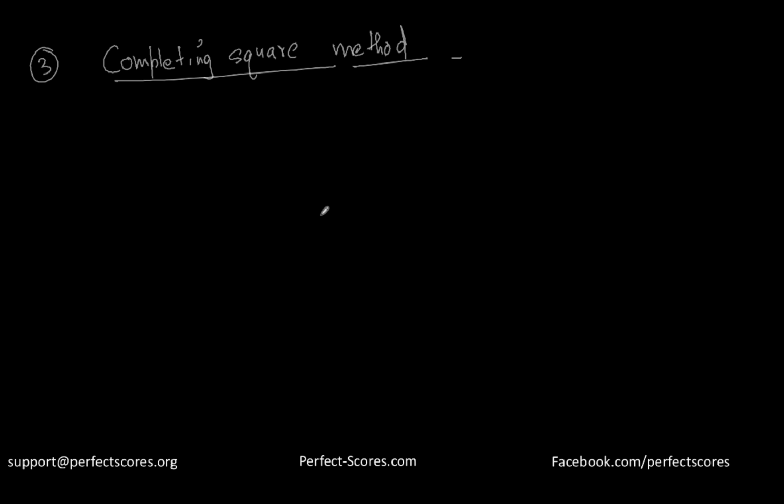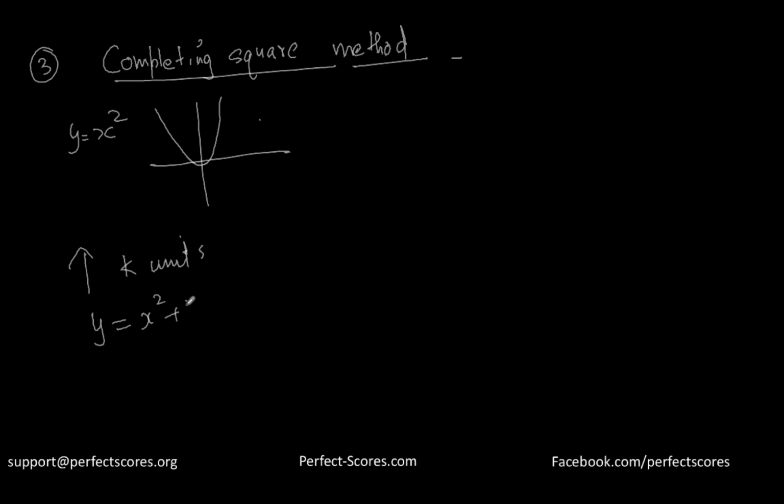Fine. Now, what is the completing square method? Let's suppose your quadratic equation is y is equal to x square. It's going to look something like this. Let's suppose I move the graph up by, let's say, k units. How will this look? This is going to look like y is equal to x square plus k. So your graph will actually move up by k units.